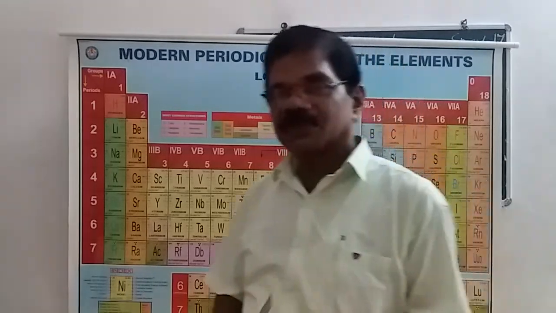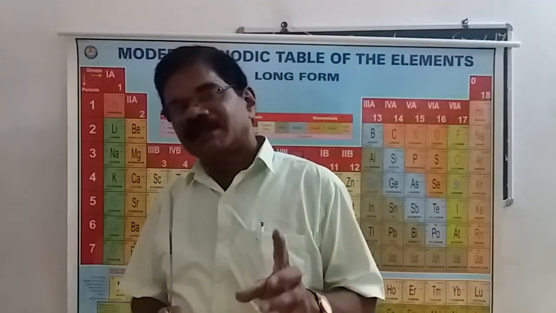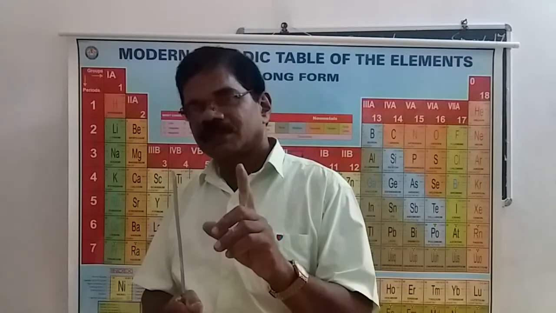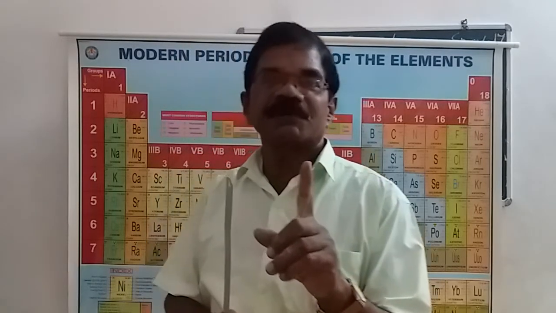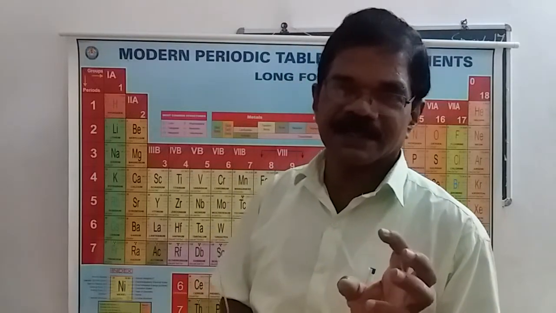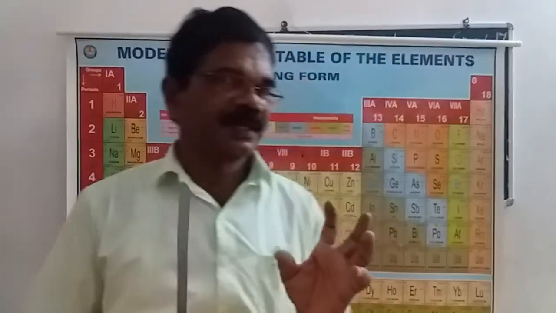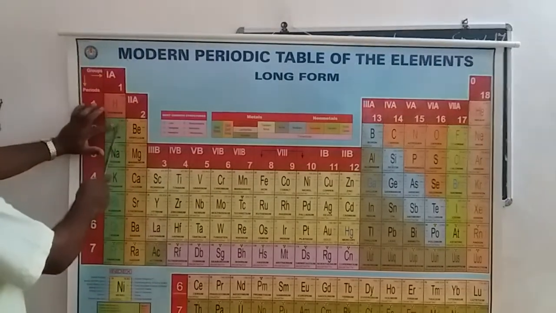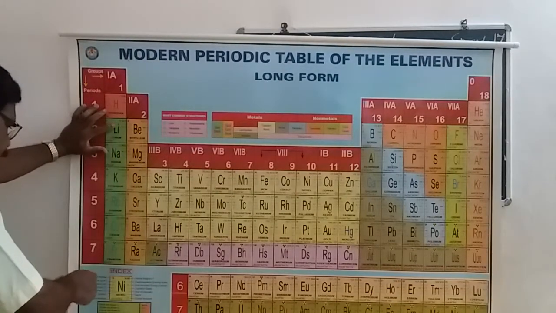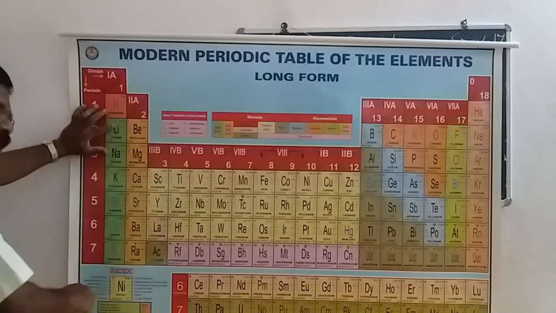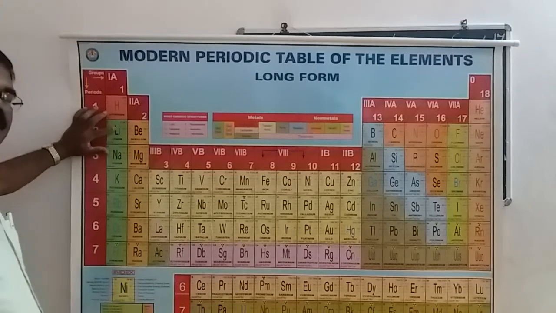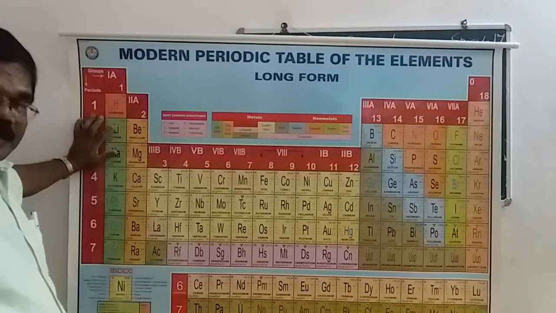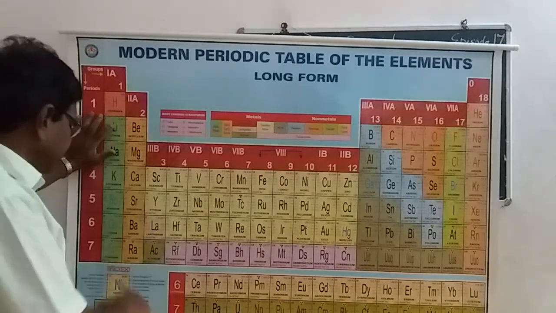Then there arises a question: which has more tendency to lose electrons, the smallest atom or the biggest atom? Can you find the answer? Do you understand what the question is? For example, lithium has only two shells, and at the same time there is francium. Lithium and francium are both metals. Which is more metallic, lithium or francium?